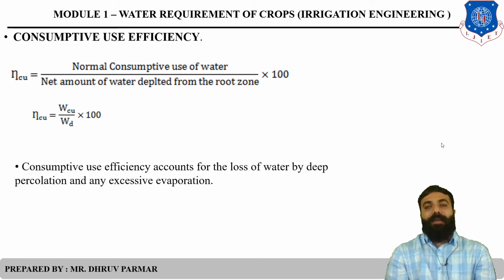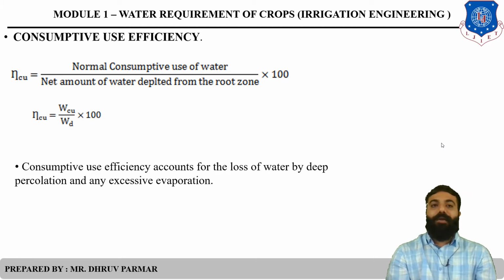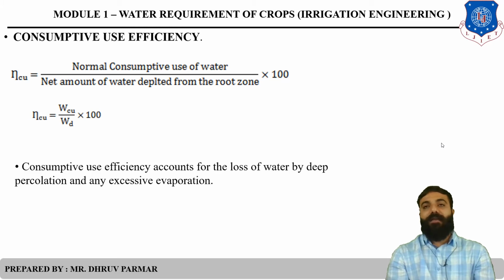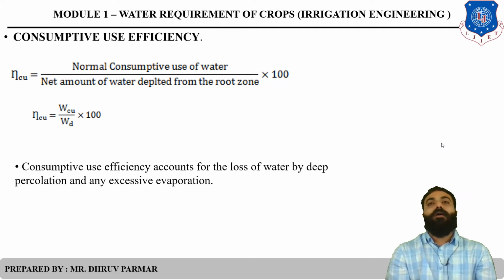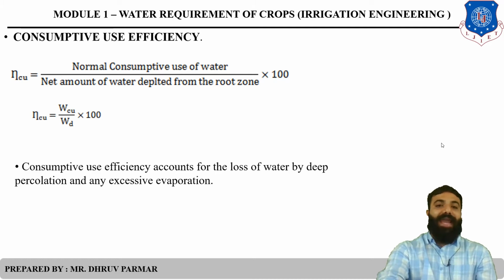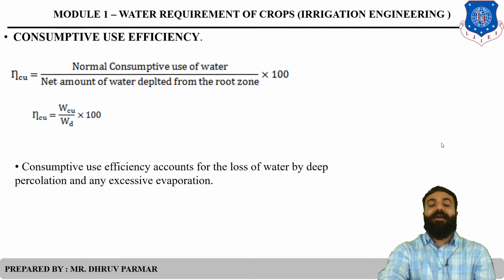Clear? So we can supply a 50 centimeter depth of water to that particular area, and we get an efficiency of 80%. Otherwise, in the summer season, we get a consumptive use efficiency of 30%. So you can easily understand. In summer season, the evaporation and percolation are more compared to any other season. Clear? So this indicates how much water evaporates or percolates.